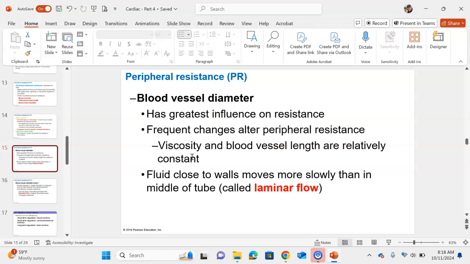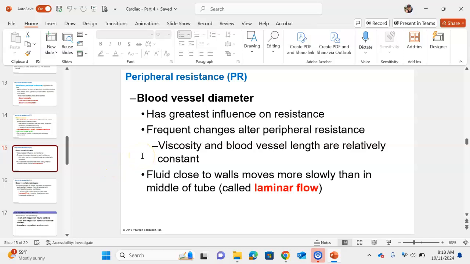The flip side is if blood vessel diameter increases, the opening gets larger, the lumen gets larger in diameter. And if that's the case, it's easier for blood to flow through, and resistance would decrease. So again, an inverse relationship. As blood vessel diameter goes up, resistance goes down. So let's link this specific change together with blood pressure. If blood vessel diameter goes down, if it gets smaller, blood pressure goes up. If blood vessel diameter increases, if it gets larger, then blood pressure goes down. So it's an inverse or an indirect relationship.